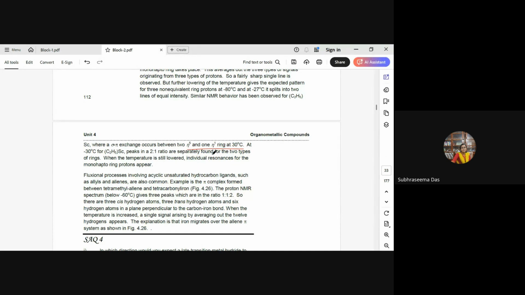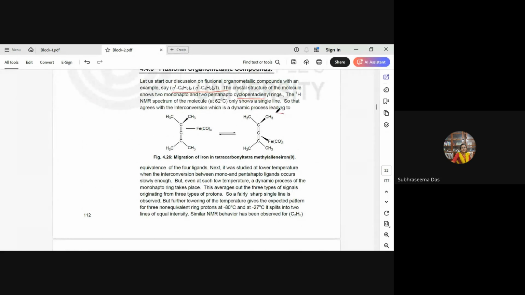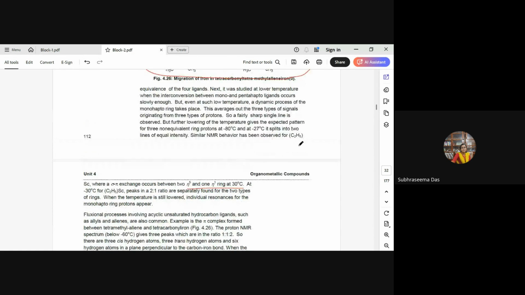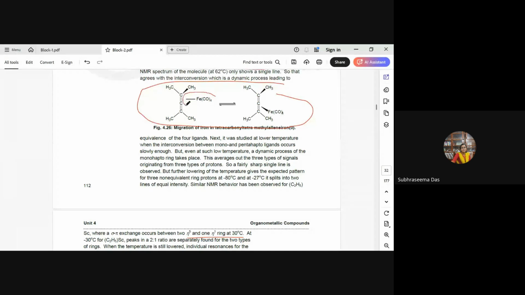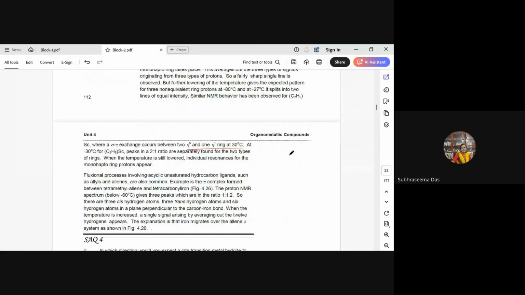Fluxional processes that involve acyclic unsaturated hydrocarbon ligands such as allyls and allenes are also common in nature. An example is the pi complex formed between dimethylallene and Fe(CO)4. Here an example of the migration of the iron is shown. The proton NMR below minus 60 degrees shows one value, and above minus 60 degrees it shows another, so we can see that there is a migration. Here it is Fe(CO)4, which has then migrated to this place. Such migration leads to the formation of fluxional organometallic compounds.